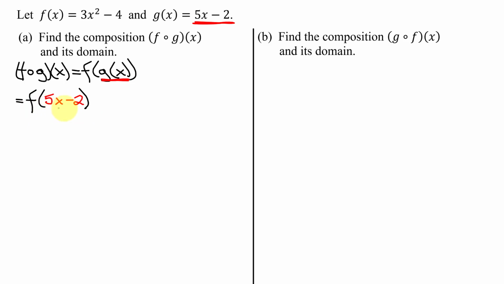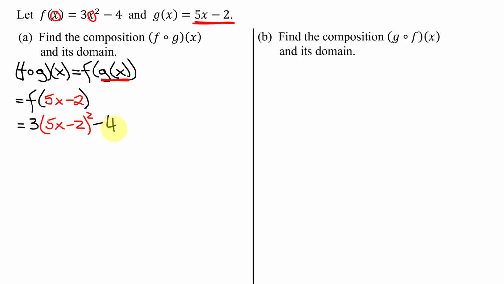Be careful, I have x's here and x's in the definition of my function. Remember, these x's are just placeholders. So all I have to do is replace both of these x's with 5x minus 2. So that is going to give me 3 times the quantity. Well, instead of x squared, I'm going to have 5x minus 2 all squared minus 4.